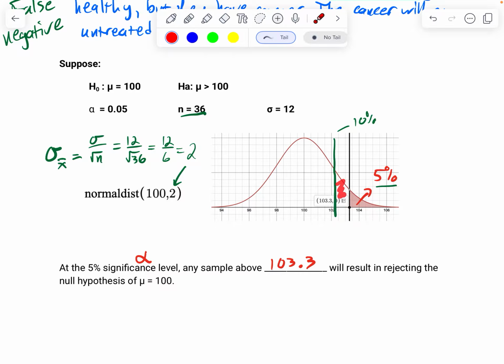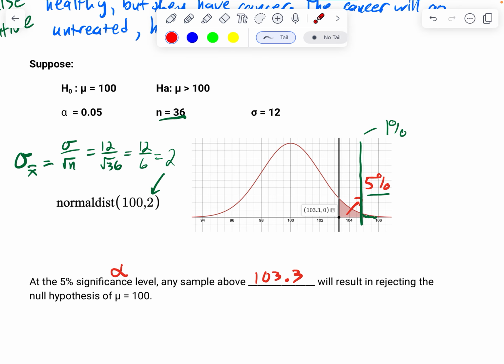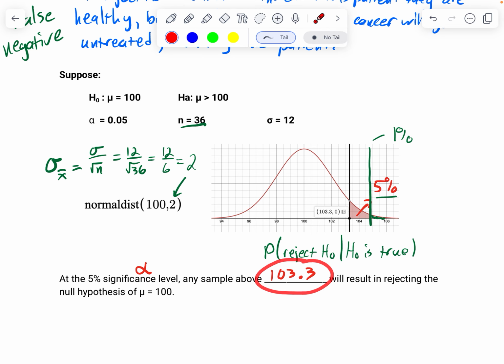If you move this line over here and say you set alpha to 1%, so I'm zooming in and you're going to say, I'm only going to reject for this little green section. Well, you're still going to be wrong 1% of the time, right? Because this is the probability of rejecting H0 when H0 is true. And this entire curve is set up under assuming H0 is true. So anyway, anything above 103.3 and we will reject this and we'll go with this.